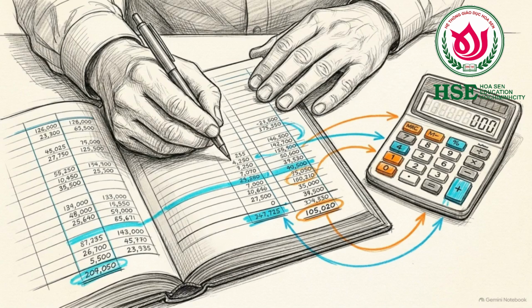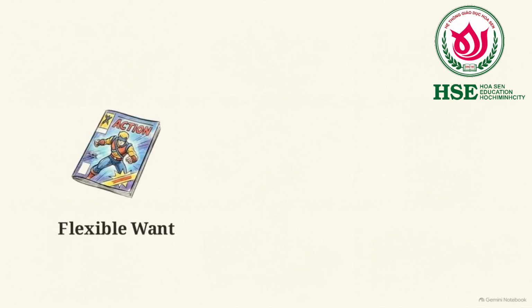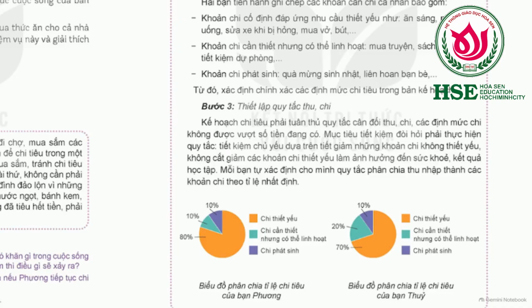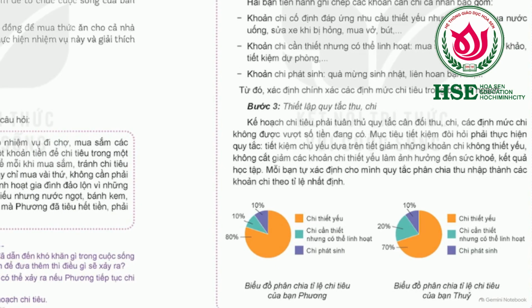Categorizing your expenses leads directly to Step 3, Titlip Quitak Tuchi, establishing the rules. Knowing what a want is doesn't help if you don't set a limit on how much you spend on it. This graphic from the textbook displays 2 pie charts comparing the spending habits of 2 different students, Phuong and Tui. Look at Phuong's chart on the left. Phuong is allowing 80% of the entire budget to be consumed by flexible wants. This structure leaves very little for daily necessities or emergencies, which often leads to a cash shortage.